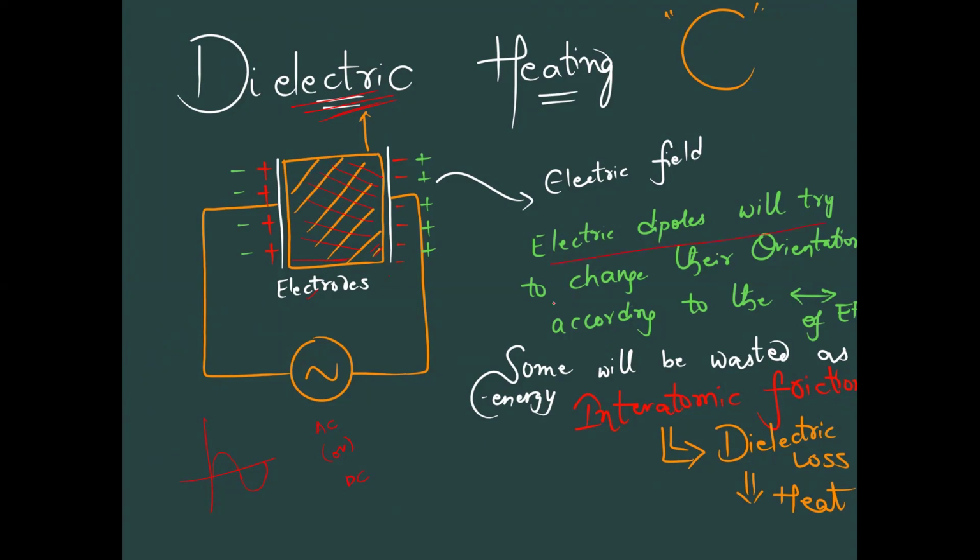Electric dipoles will try to change their orientation according to the direction of the electric field. Just remember, when I change these positive and negative cycles fast like this, the electric field will reverse like this, and it can create some sort of heat energy. That heat energy will heat this particular dielectric. This is a heating element. Then we can sort out that heat energy. Some energy will be wasted due to interatomic friction. These atoms will travel from this side to this side now. It creates some interatomic friction. That loss may be called dielectric loss. It creates some sort of heat energy.